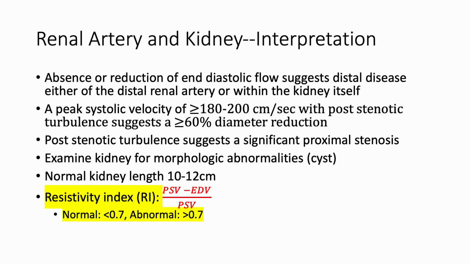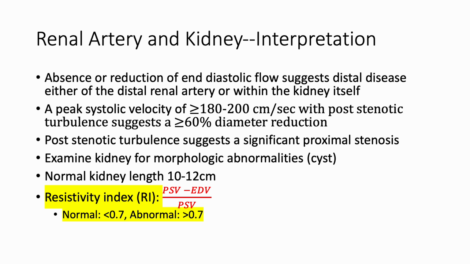A peak systolic velocity of greater than 180 to 200 centimeters per second with post-stenotic turbulence at any point in the renal artery is going to suggest a greater than 60% diameter reduction. Post-stenotic turbulence is when you'll be able to hear it. It sounds like bubbles, and your waveform peak systolic is going to be jagged. Post-stenotic turbulence suggests a significant proximal stenosis.